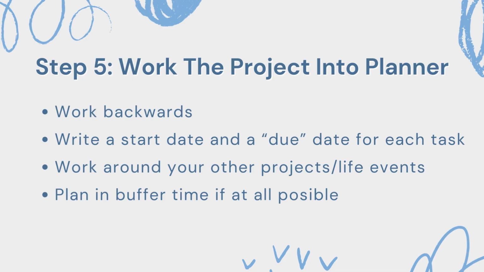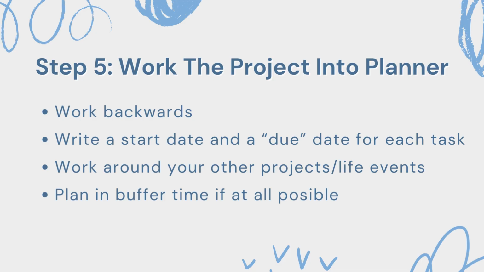Then you need to work this into your planner. It is very important that you have a singular location where you have all of your tasks, whether it's school or home or sports. If you are constantly toggling back and forth between calendars, you will inevitably double book yourself. So, what do you need to do? You need to work backwards.